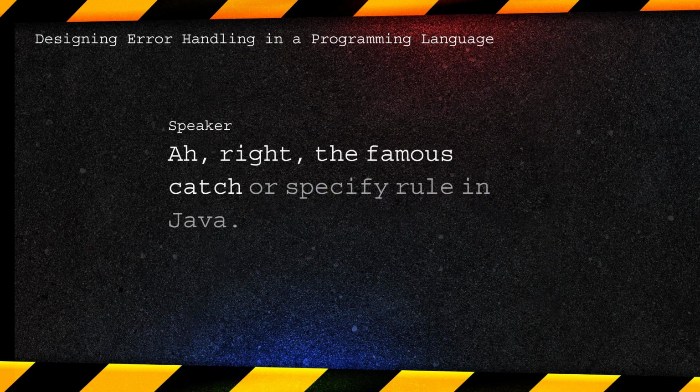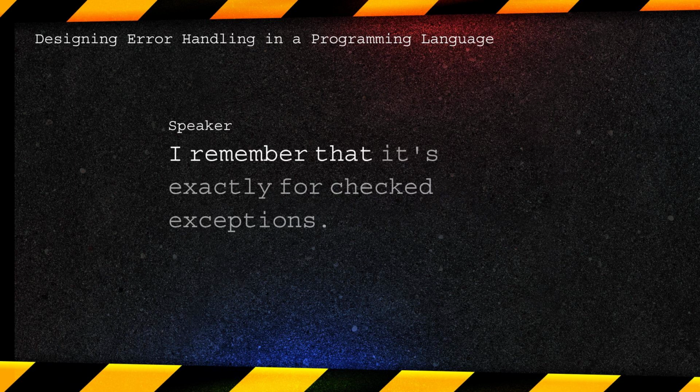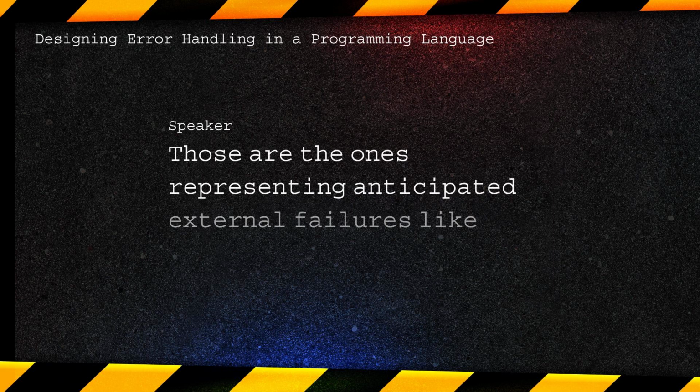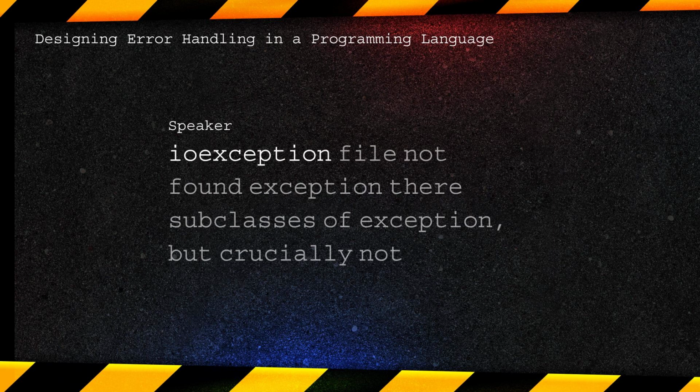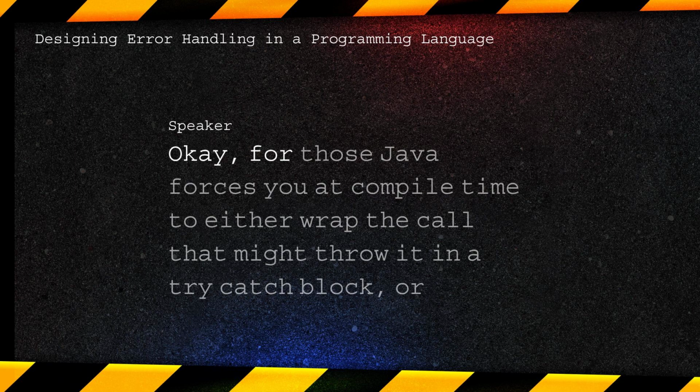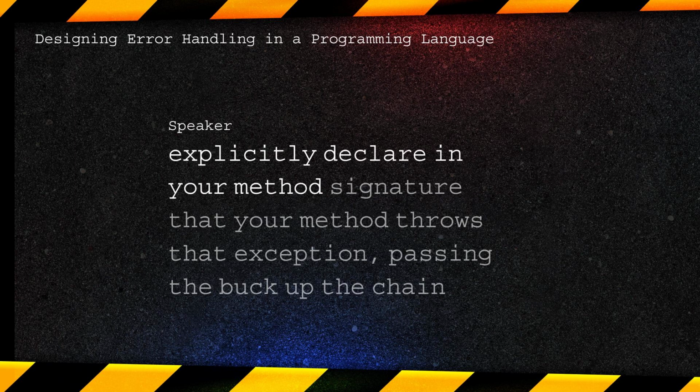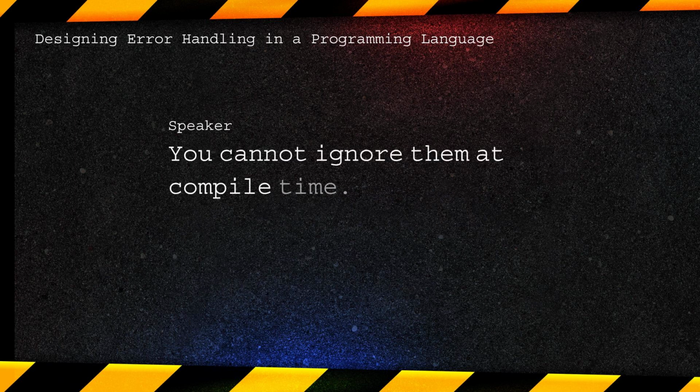Ah, right. The famous catch or specify rule in Java. I remember that. Exactly. For checked exceptions, those are the ones representing anticipated external failures like IOException, FileNotFoundException. They're subclasses of Exception, but crucially not RuntimeException. For those, Java forces you, at compile time, to either wrap the call that might throw it in a try-catch block or explicitly declare in your method signature that your method throws that exception, passing the buck up the chain. So you can't ignore them. You cannot ignore them at compile time.